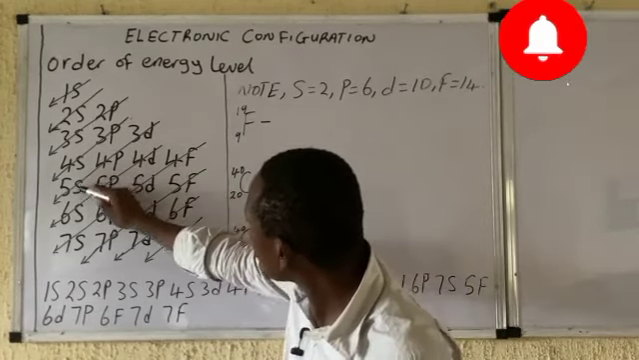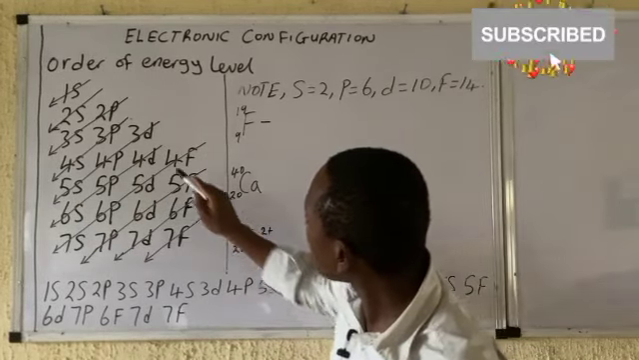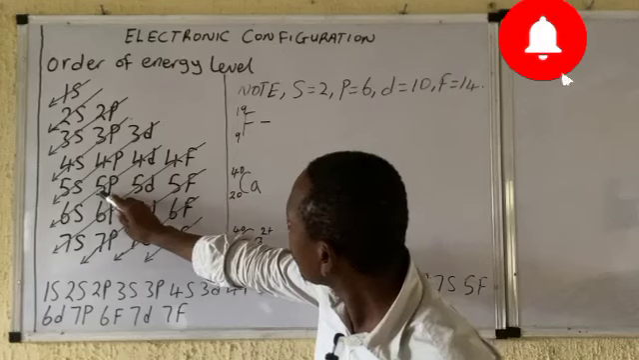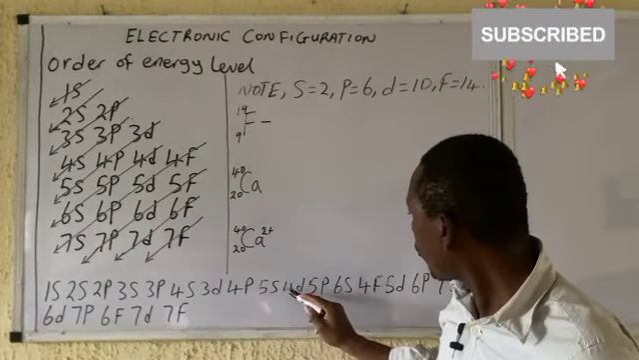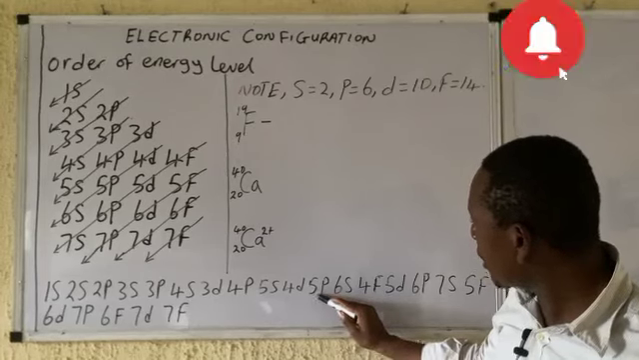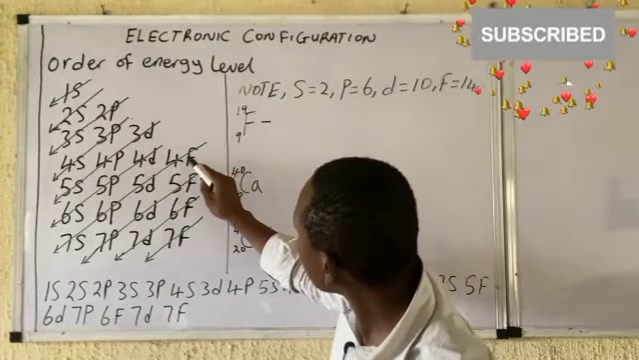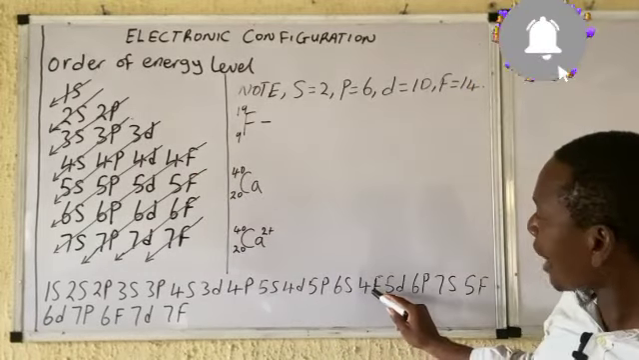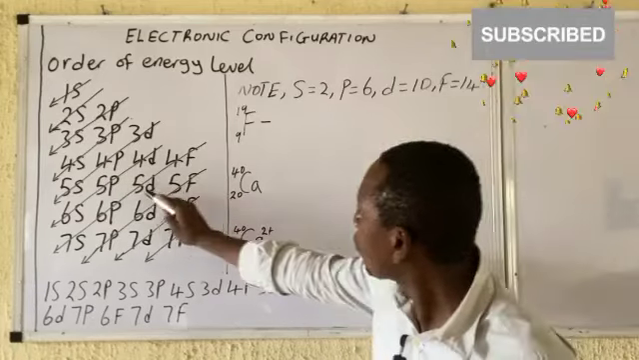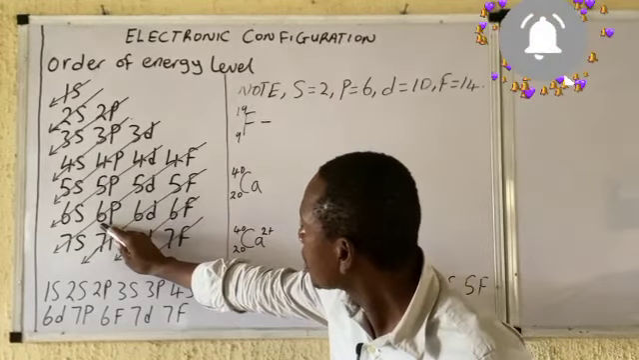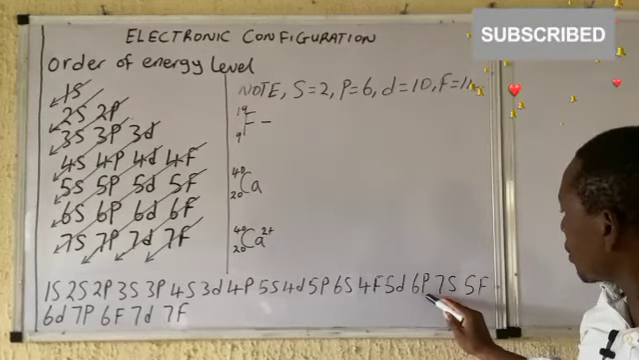After 4p, what is next? 5s. You now have your 5s. Then after that, you have the 4d, 5p, and 6s. So it follows that the next one you now have is f. Note that it's at this point that you introduce f. So you now have 4f, 5d, 6p, and 7s.